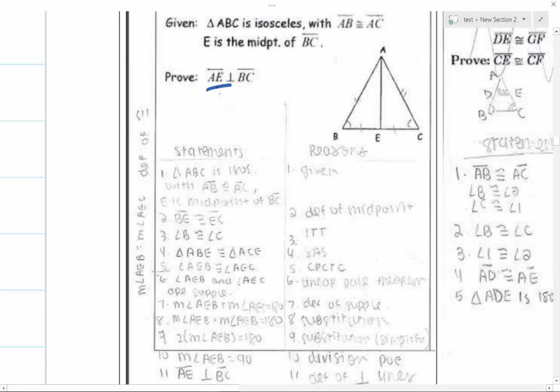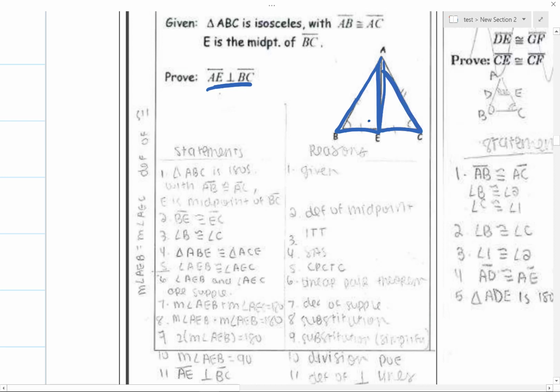So our plan of attack is we need to prove that AE is perpendicular to BC. We can do that if we prove that these two angles are congruent, because if those two angles are both congruent and supplementary, then they must both be 90. So we're going to prove that they're congruent by proving these triangles are congruent.